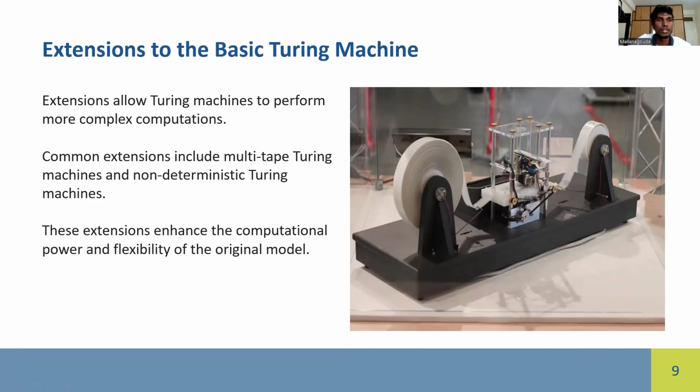Extensions to the basic Turing machine allow Turing machines to perform more complex computations. Common extensions include multi-tape Turing machines and non-deterministic Turing machines. These extensions enhance the computational power and flexibility of the original model.